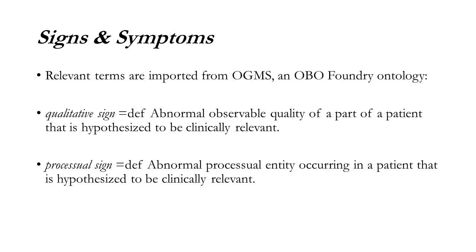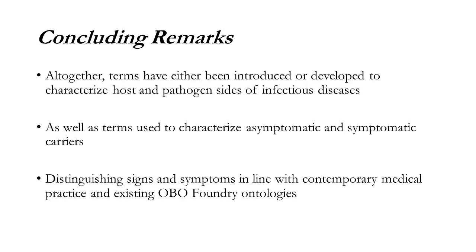So the terms here that are relevant: qualitative sign, which is an abnormal observable quality of a part of a patient that's hypothesized to be clinically relevant, and processual sign, an abnormal process or processual entity, something that happens over time that occurs in a patient and is also hypothesized to be clinically relevant. A symptom, in parallel, has a subjective character, and is also hypothesized to be clinically relevant by a patient.